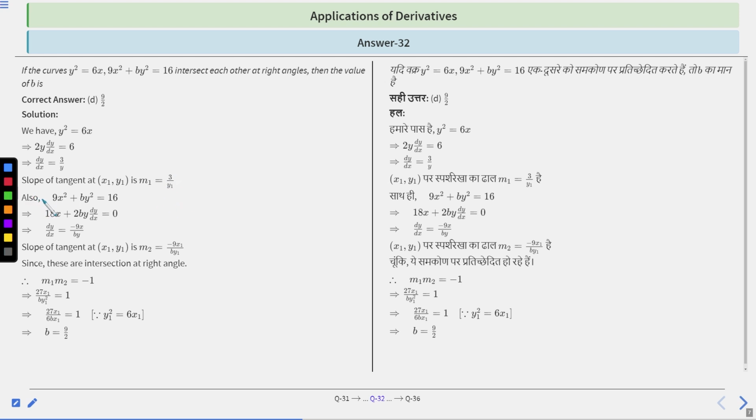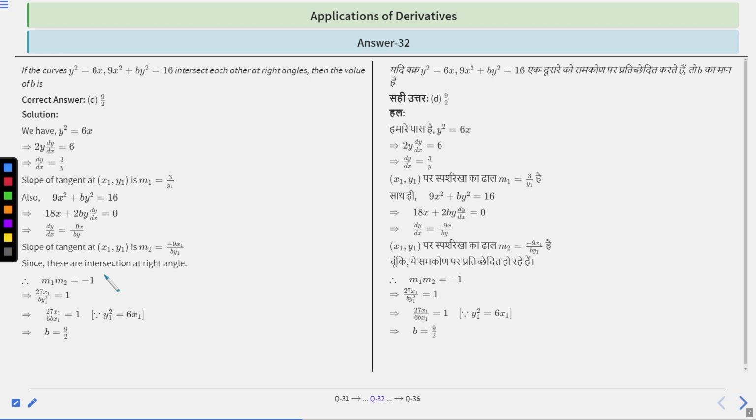Also, you can take 9x square plus b y square is equal to 16. You can differentiate throughout, so 18x plus 2by dy by dx is equal to 0. Therefore, dy by dx is equal to minus 9x upon by. So the slope of the tangent at (x1, y1) is m2, which is equal to minus 9x1 upon by1.